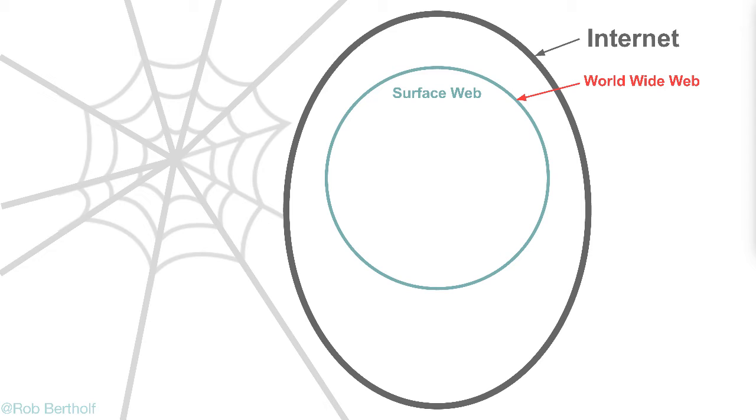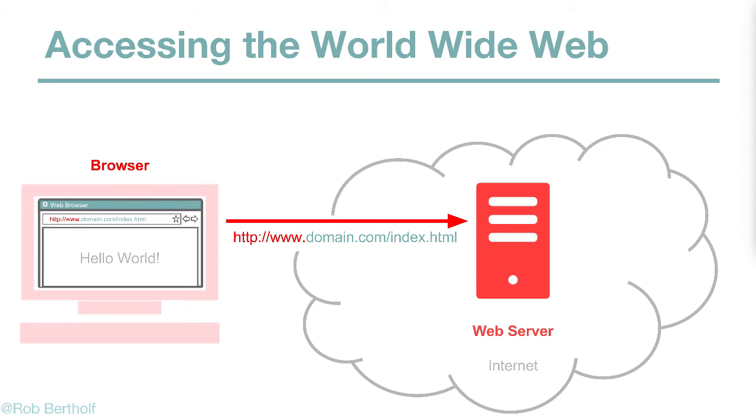Later in the series, we'll expand on this graph a little bit more, but notice that what we're actually starting with right now is what we call the surface web, or the part of the Internet that can be accessed through Internet search engines. So when we want to access the World Wide Web, we type in http://www dot and then the domain name or full address that we want to go to.